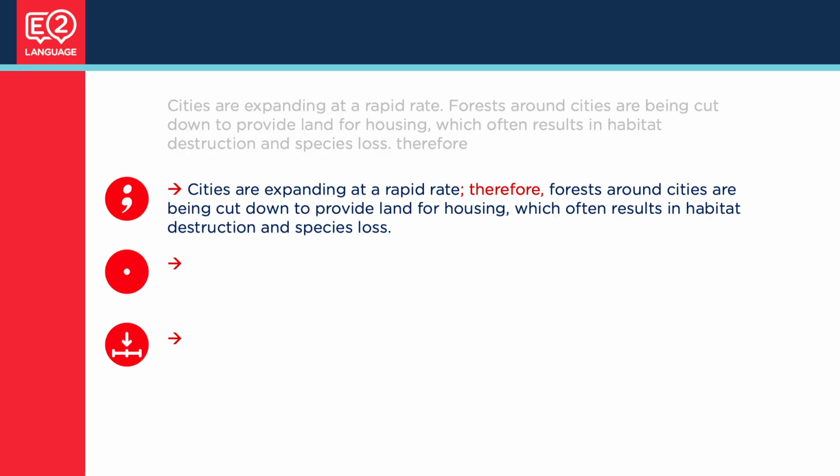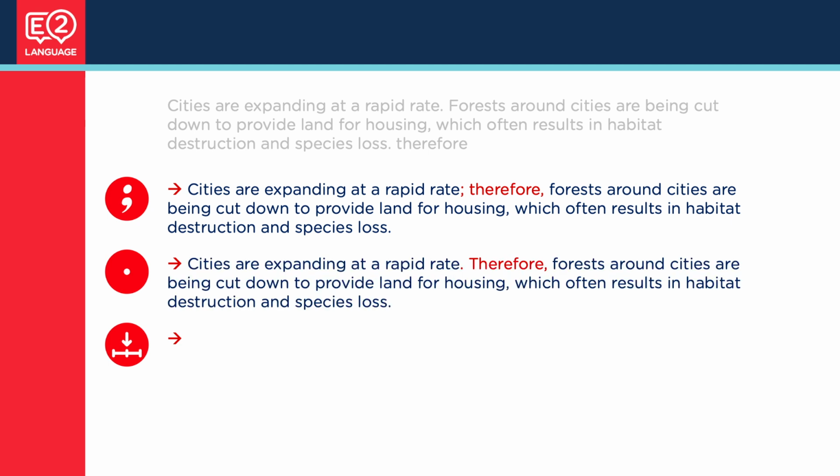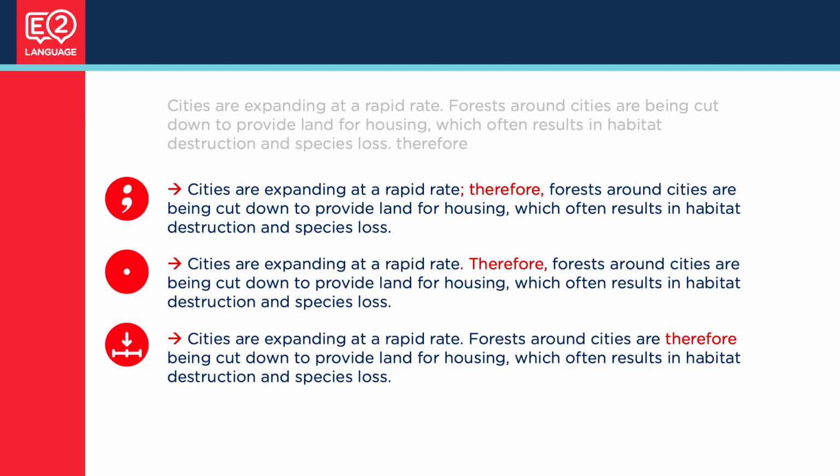So hopefully your answers look like this. Cities are expanding at a rapid rate; therefore, with a full stop, capital letter, don't forget that, don't forget the comma, and inside the sentence, forests around cities are therefore being cut down to provide land for housing, blah, blah, blah. You could put two commas around "therefore" in that sentence as well.